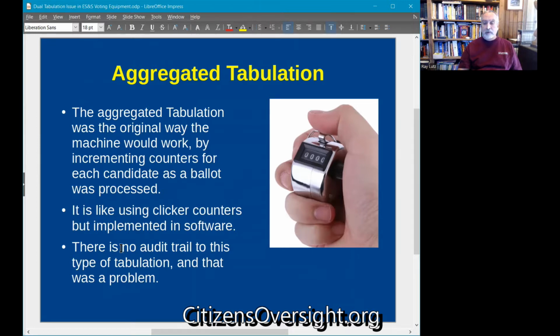There's no audit trail available with this type of tabulation, and that was a problem. So you can't tell if those clicks happen at the beginning, at the end, or for which ballot. So you really couldn't audit anything. You could also initialize this or maybe reset it in software. Even worse, you could lose track, because if the power goes off and this is done in software, it's not like one of these physical devices, it will actually lose all of its counts.